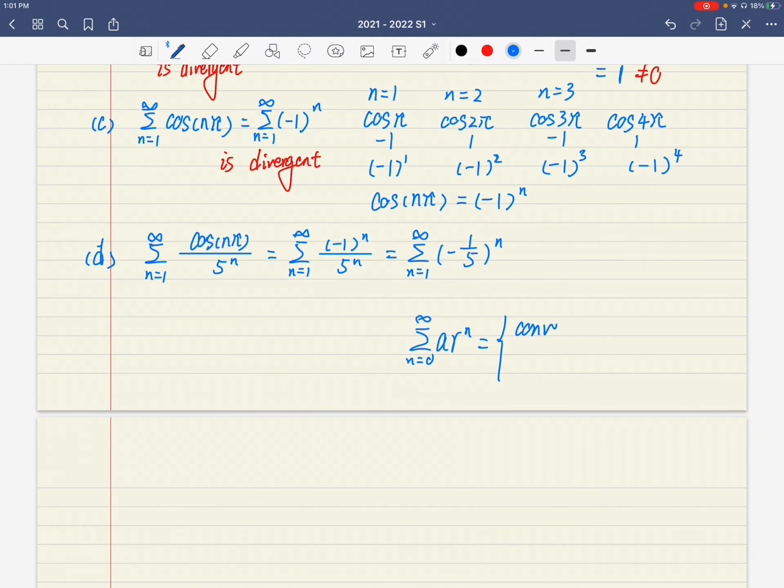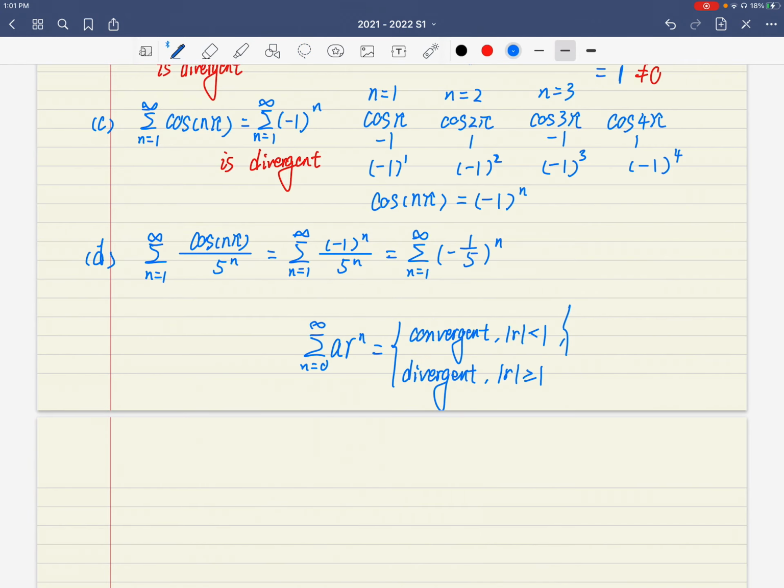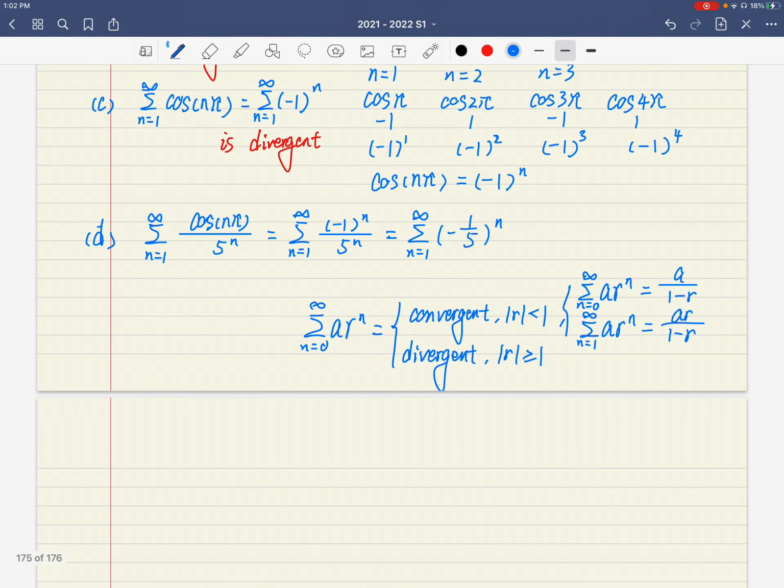It is convergent if the absolute value of r is smaller than 1. It is divergent if the absolute value of r is greater or equal to 1. And if it's convergent, then what is the sum? If it's from 0 to infinity and convergent, then the sum is a over 1 minus r. If it is from 1 to infinity, the sum is ar over 1 minus r. Again, the derivation is covered in problem 2. Just go there and check.